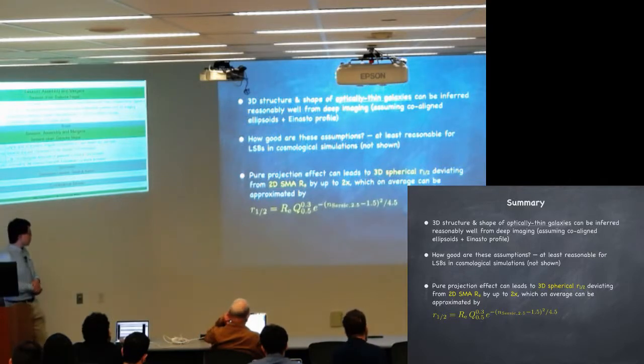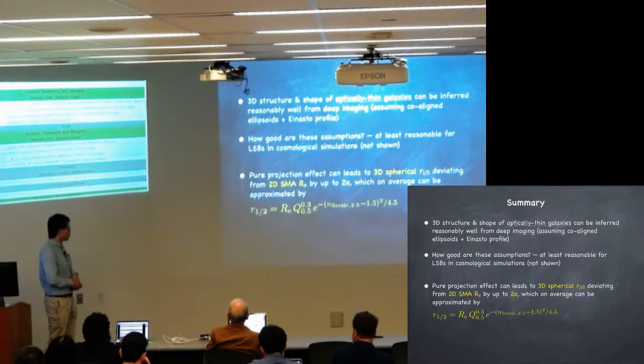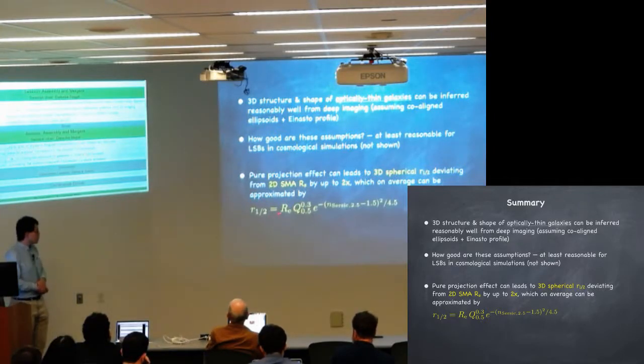And I have showed you if you don't do this, and if you rely on 2D measurements to say things about galaxy shape distributions, you can be very wrong. And a correction formula for going from 2D size to 3D size is given here.